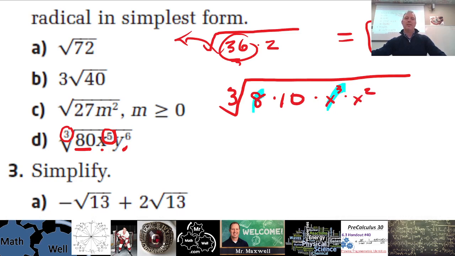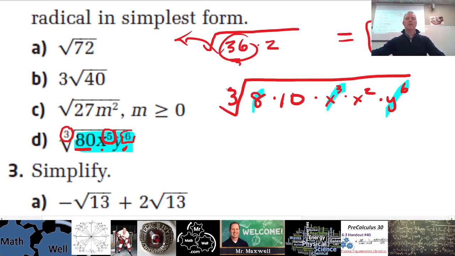And y to the 6 is evenly divisible by 3, so guess what? Y to the 6 is a perfect cube as well. So you want to split this number up here underneath the radical sign into either perfect squares or cubes or perfect fourths or fifths or whatever this index tells you. Okay? So splitting that up, factoring it in that way is most important.